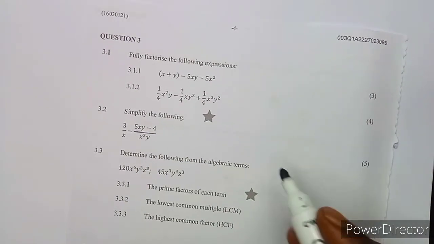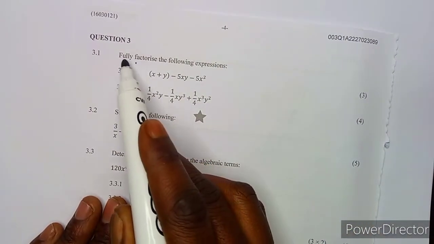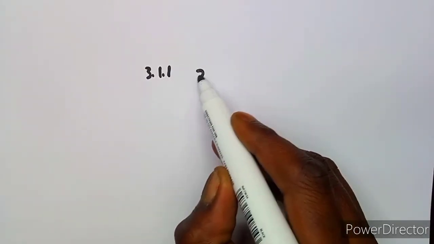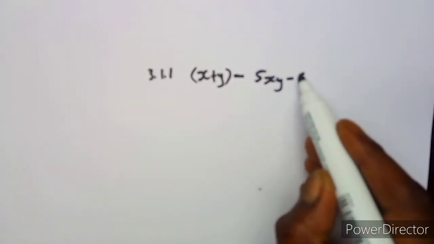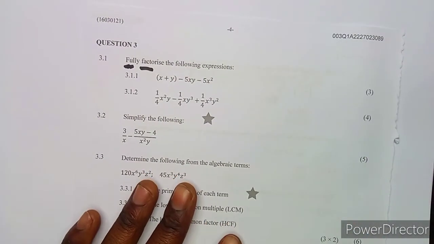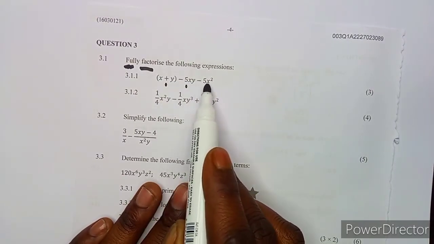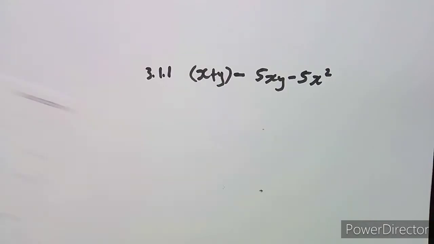And on question 3, we had the same thing where we have to factorize, fully factorize. Take note, fully factorize. Okay, so how can we actually factorize that part? Is it possible, guys? X plus y in brackets like that, minus 5xy minus 5x squared. Here is the tricky part: we've got 1, 2, 3 terms, so we can't factorize them. So the only thing that we can do is to expand the bracket so that we can have 4 terms.